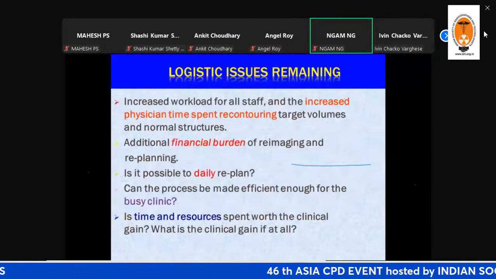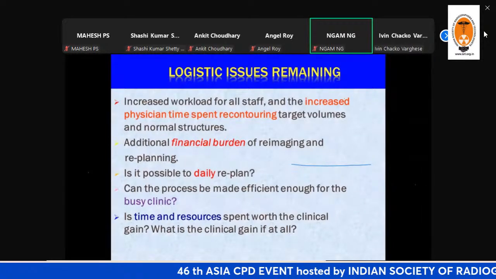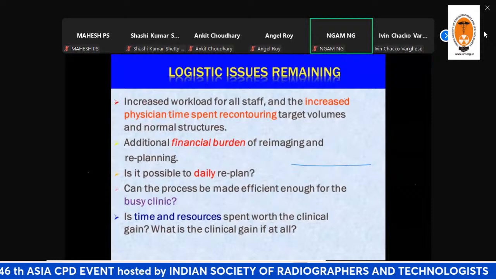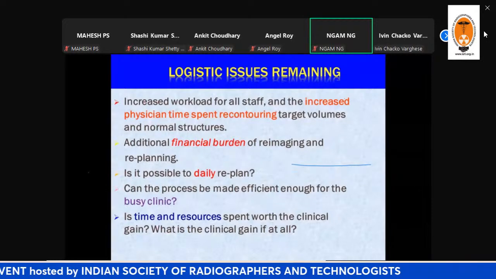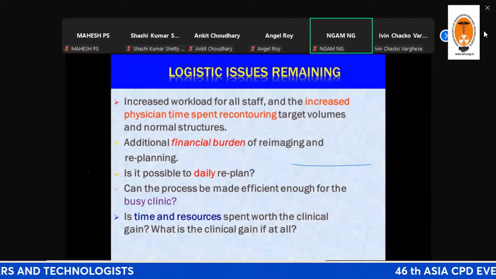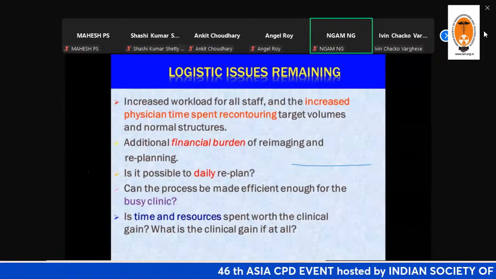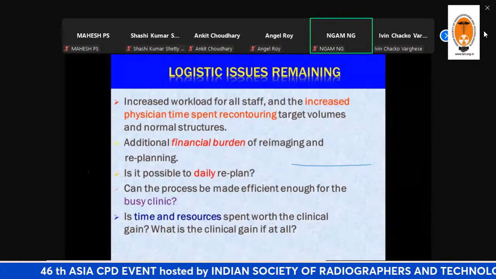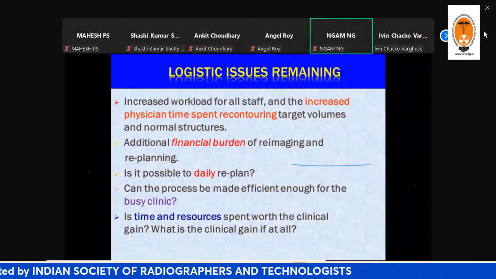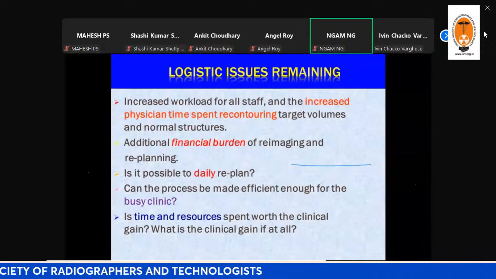And now the logistics is a big issue. So there is increasing workload for all staff and increased physician time spent on recontouring target volumes and normal structures, additional financial burdens of reimaging and planning, and some of the financial burden is on the patients also. Is it possible to replan daily? No, it's not possible to have a daily plan. So we have to follow strategies. We have to set the protocols as said earlier.